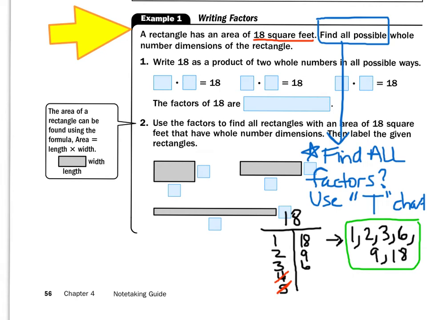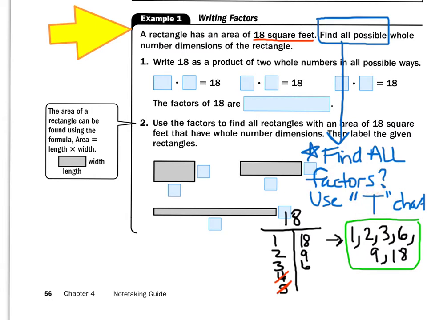Okay, let's take a look at example 1, writing factors. Let's say that we want to write all the factors of 18. Remember, when they say find all possible factors, I want you to use what we call a T-chart. Take a look down here. When it says find all factors, I want you to use a T-chart.